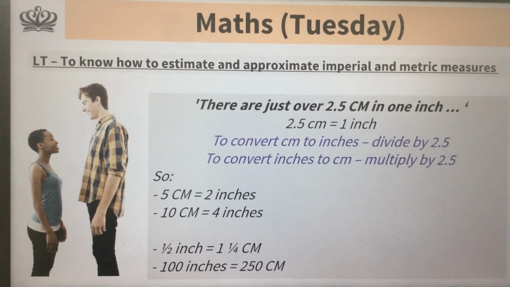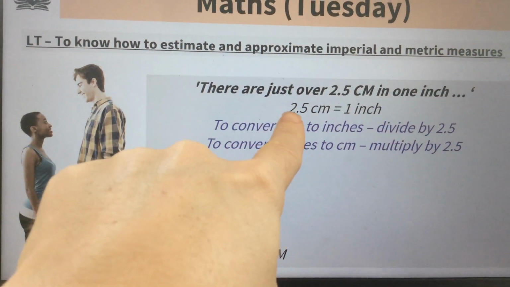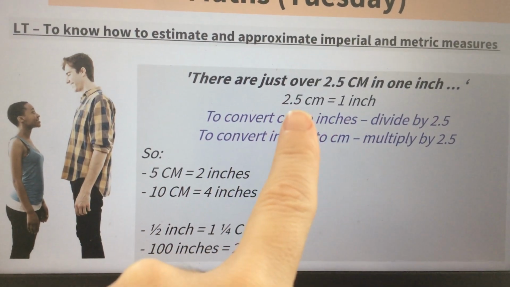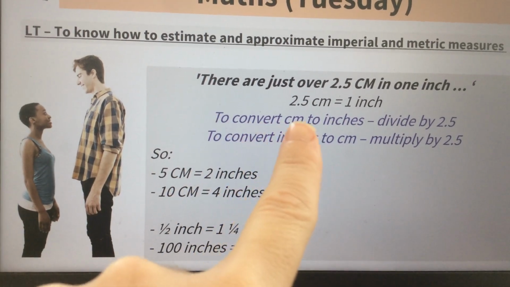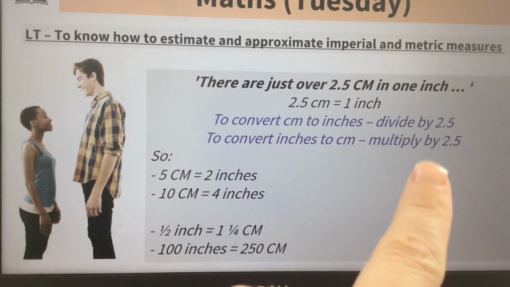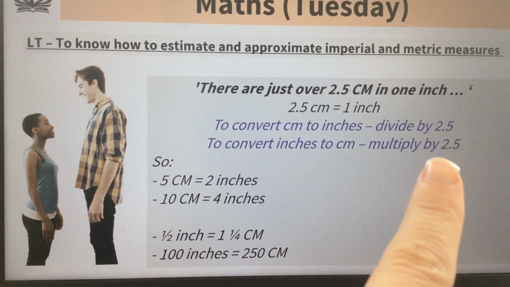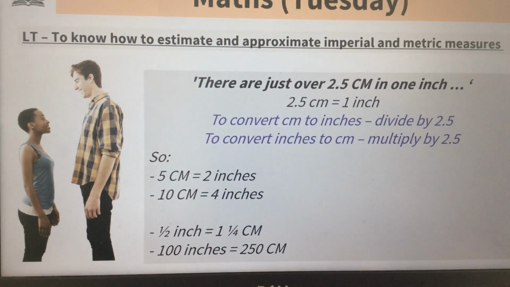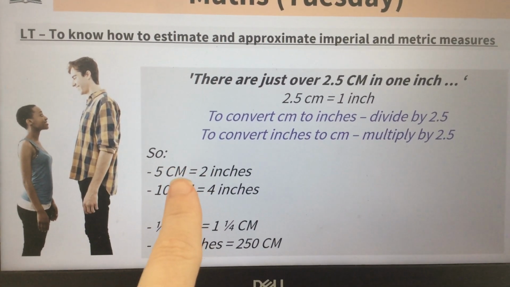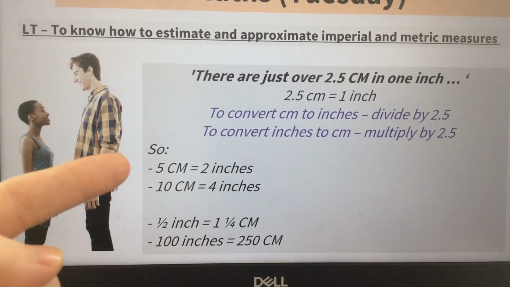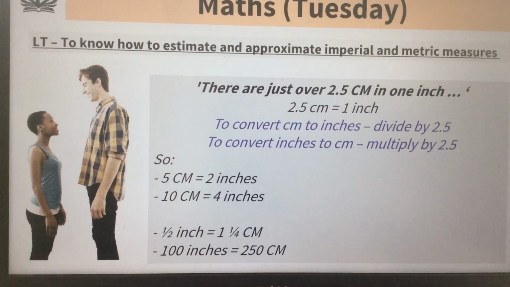And finally, we've got length. So centimetres to inches. This is a bit trickier because we've got a half here. So 2.5 centimetres is approximately 1 inch. So centimetres to inches, you're going to divide by 2.5. Inches to centimetres, you're going to multiply by 2.5. So you might need a calculator today if you're doing this. This is useful as well. So if we know something is 5 centimetres, that's going to be roughly 2 inches. And again, if we double, 10 centimetres is 4 inches.